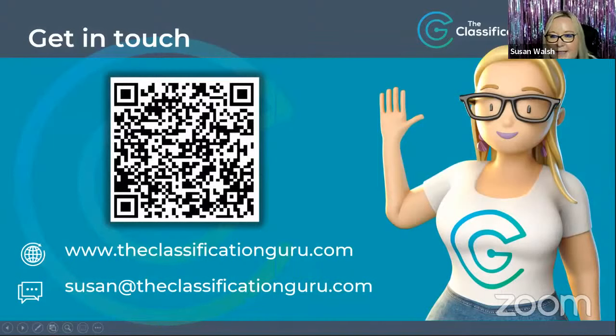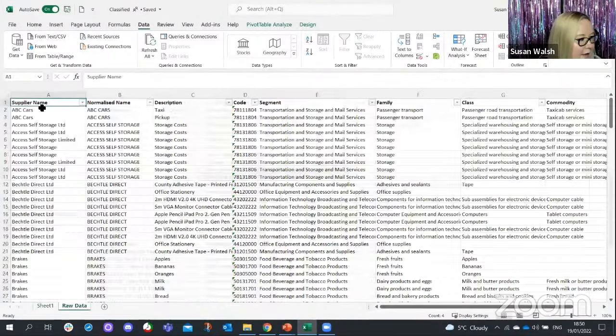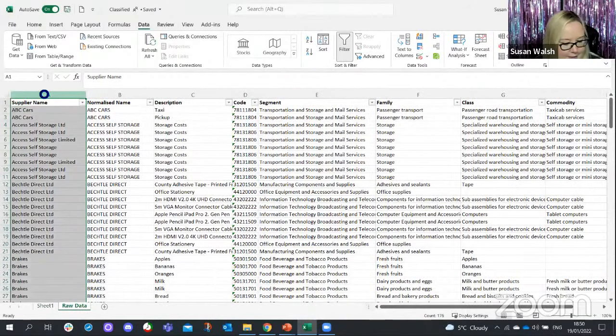And I did see somebody asking about normalization. So, how would I normalize the name? Let me share the Excel and I'll just show you because it's probably easier, to be honest. So this is, let me copy this into a new tab.